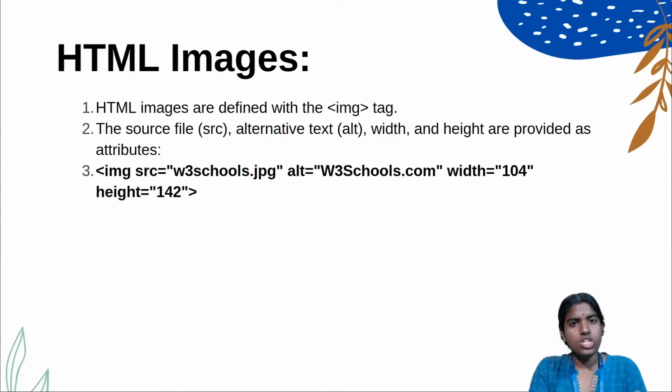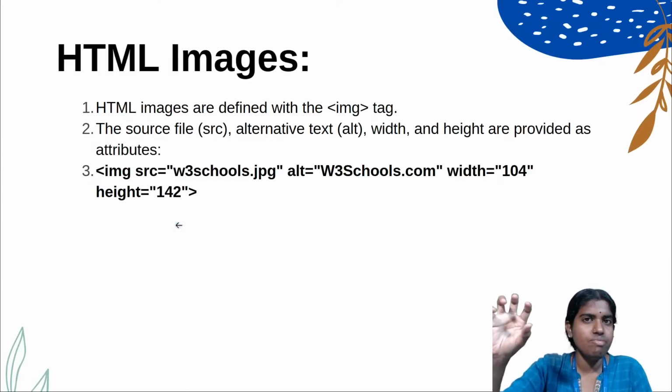So far I was discussing anchor tags. Next, if I want to display some images, what are the different types of images that can be displayed? HTML images are defined with the img tag. Whatever is the source of the image, I need to provide some alternative text: the alt attribute, and width and height attributes. What is the width of the image and what is the height of the image?